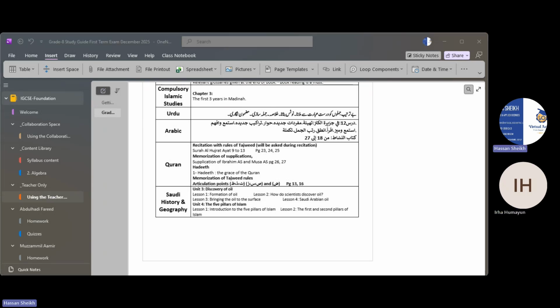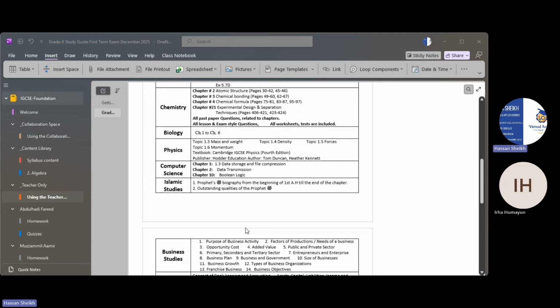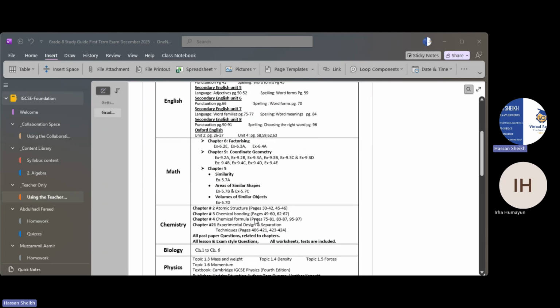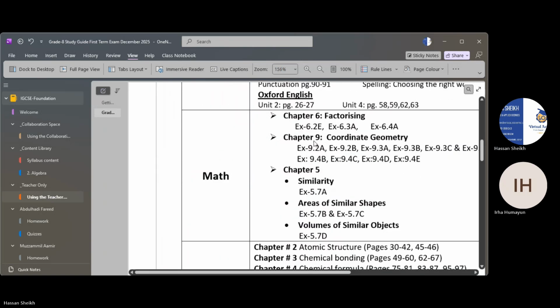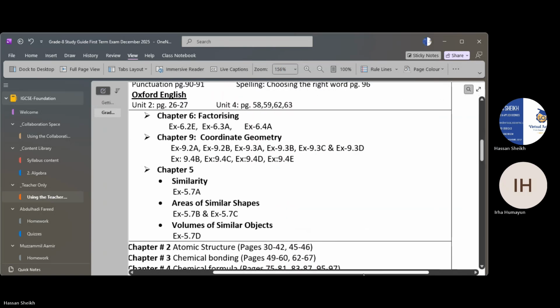Okay. So this is your scheme of study, or whatever you call it, the guide. In mathematics, you have three major topics that include factorization, coordinate geometry, similarity, area of similar shapes, and volume of similar objects. Okay. Do you understand the coordinate geometry that those lectures you have attended with Miss Vajia?